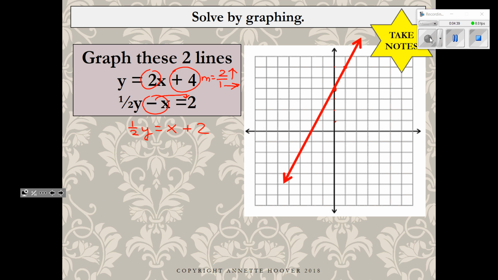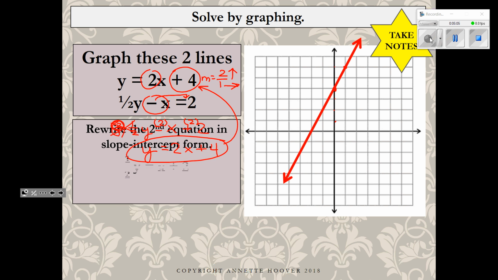Now we still have the y being multiplied by 1/2. So now we're going to have to multiply by the reciprocal. That means we're going to multiply all the terms by 2. So we're going to multiply this term by 2 and this term by 2. When these terms get multiplied by 2, you're just left with y. That equals 2x plus 4. What do you notice about this line and this line? They are the same lines.